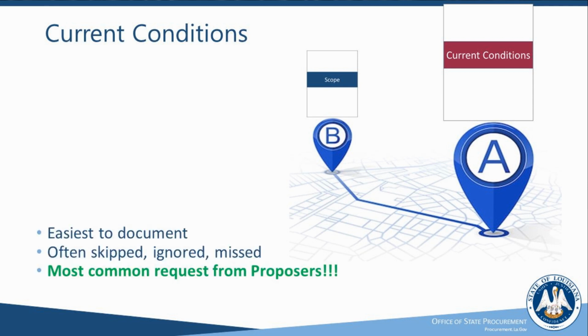A few things to note. The current conditions are actually one of the easiest pieces of the scope to document, which is great. But unfortunately, they're also the most often overlooked piece of the scope across most agencies and client groups. The other thing to think about is this. It is true that the current conditions or the current state environment is one of the most often requested pieces of information from the proposing community. So in other words, the good news here is that the proposers want to know this information. It's highly influential in their proposals.